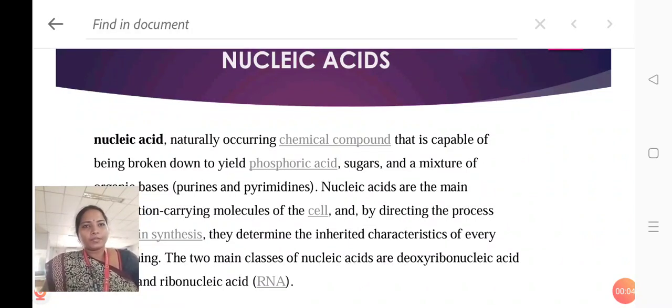Now we are going to see about nucleic acids. A nucleic acid is a naturally occurring chemical compound which is capable of being broken down to yield phosphoric acid, sugars, and a mixture of organic bases, that is, purines and pyrimidines.